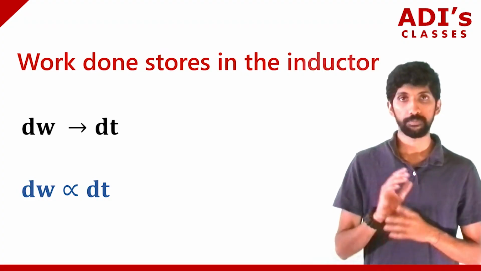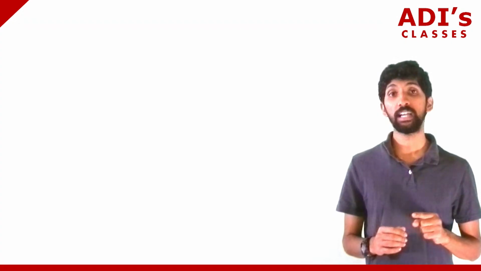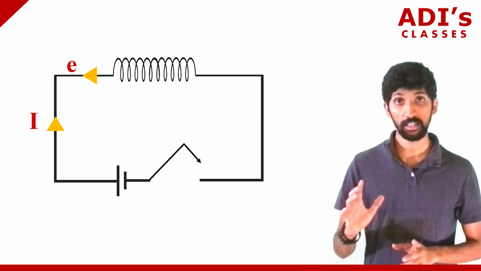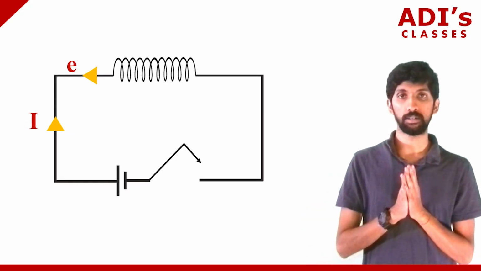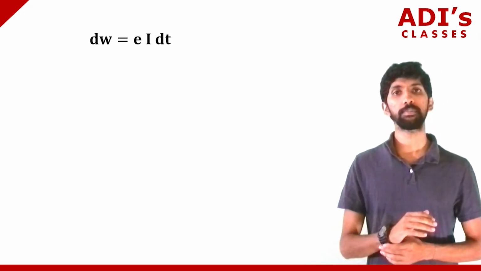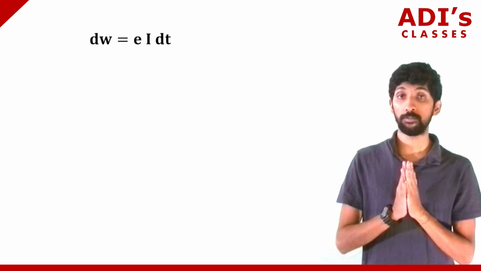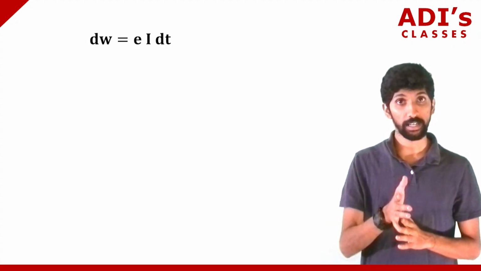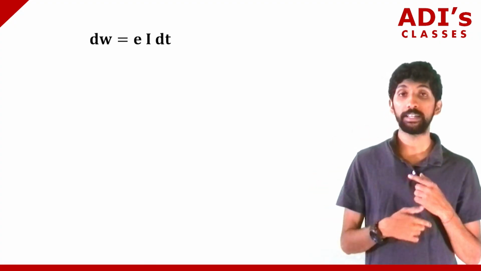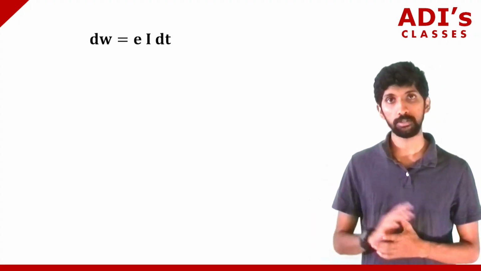Now, let's say the source V is sending a constant current of I, and we have a back EMF of E. So we get dW is equal to E into I into dt. You might be thinking, why E into I? Do you remember we had a formula for power? Power was VI, correct? Similarly here, because we deduced power from the amount of work done.